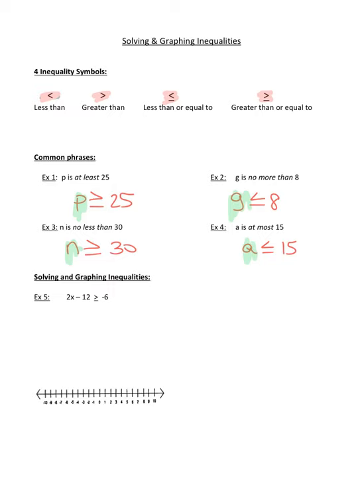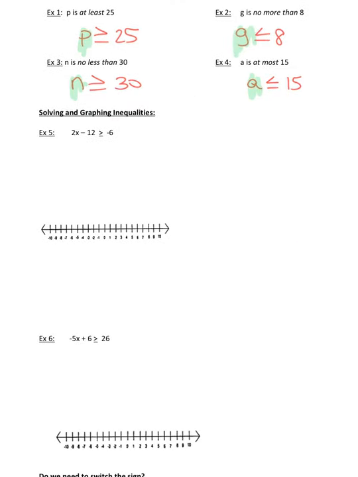So if you look down below, example 5, solve for x. We're going to add 12 to both sides. I have 2x is greater than or equal to 6. And then I divide both sides by 2. This tells me that x is some number greater than or equal to 3. And we show this as a solution set, because there are infinitely many numbers that are greater than or equal to 3.